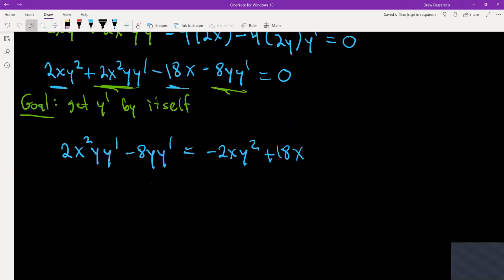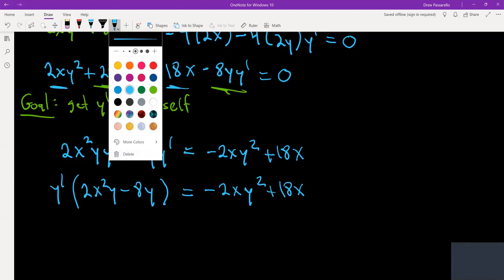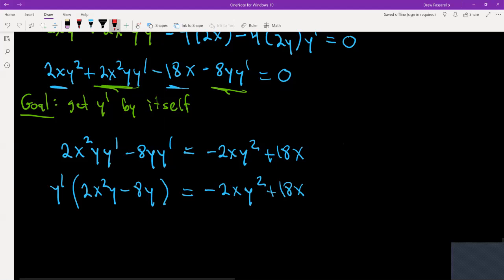We're almost there. I just got to factor out a y prime. That makes this 2x squared y minus 8y. And then equal to negative 2xy squared plus 18x. And divide both sides by the 2x squared y minus 8y.